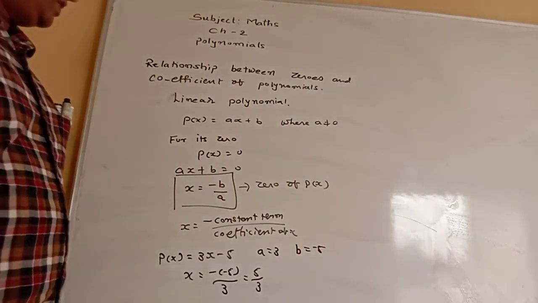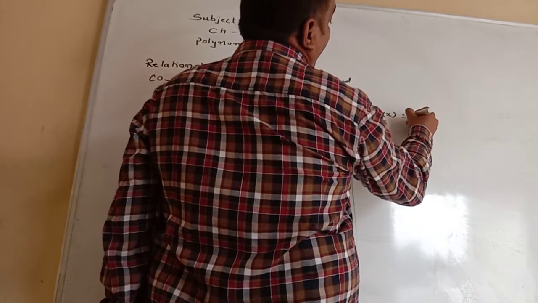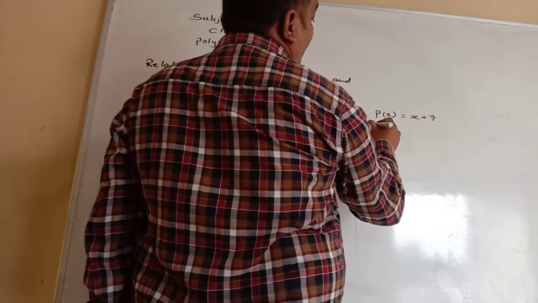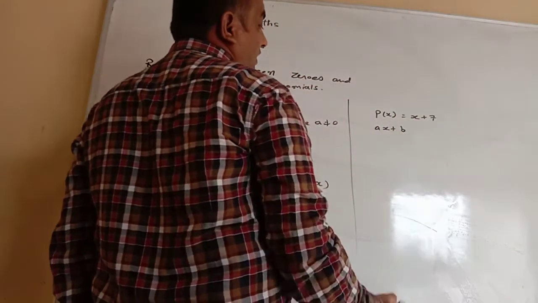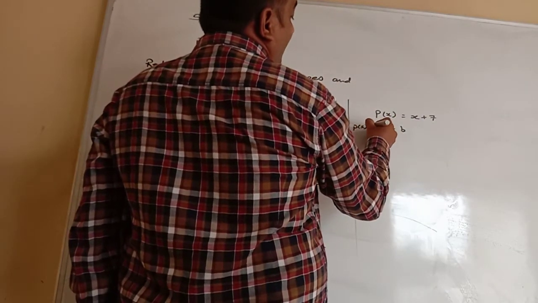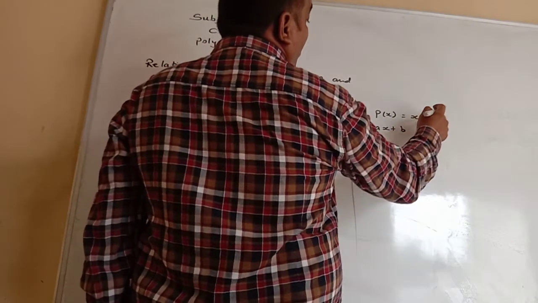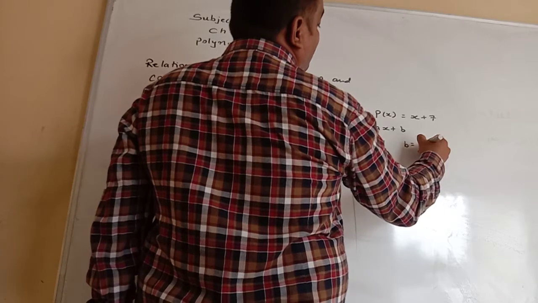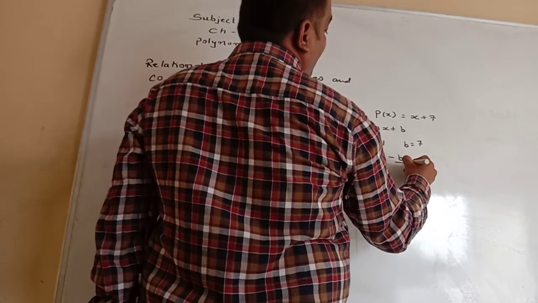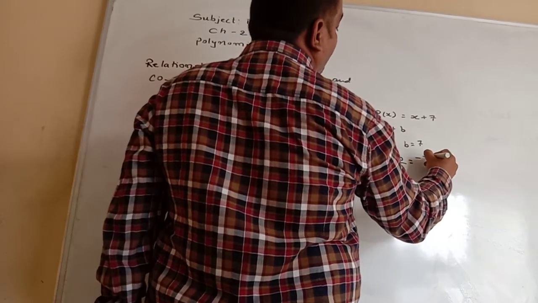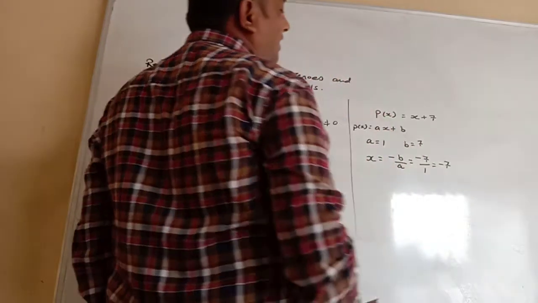One more example, suppose we are given that p(x) equals x plus 7. Then we compare with ax plus b. Here the coefficient of x is 1, so a equals 1. The constant term is 7, so b equals 7, and so the zero will be minus b upon a, that is minus 7 upon 1, and so the answer will be minus 7.